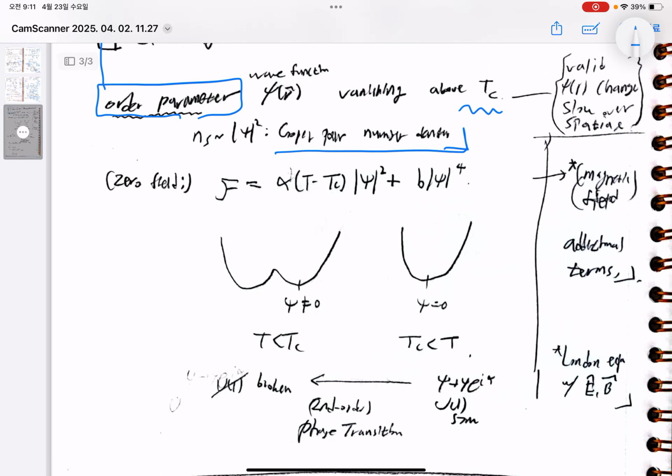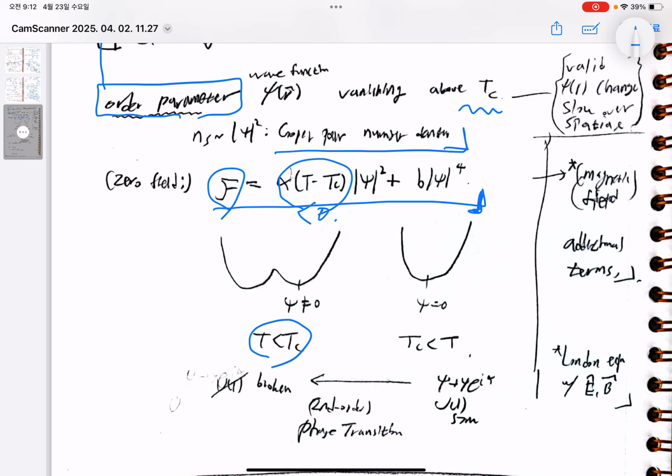Under this assumption, the free energy is given by such a form. This is the well-known form. There is a quadratic term and a quartic term, and the quadratic term depends on the temperature. So when the temperature is below the critical temperature, the quadratic term becomes negative. This gives the Mexican hat potential. So the order parameter psi becomes non-zero as the minimum of the free energy, and the symmetry is spontaneously broken.